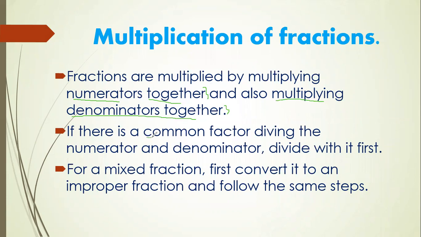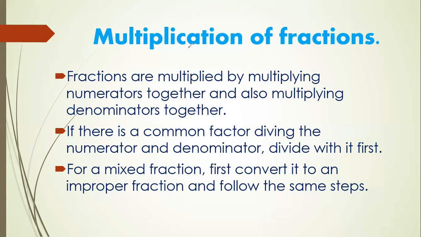In the case where we find there is a common factor dividing the numerator and the denominator, we divide with it first, and then we multiply the resultants after reducing the numerator and the denominator by a common factor. In the cases where we meet a mixed fraction, we first convert that mixed fraction into an improper fraction, and then we follow the same steps like we've seen in this second step.